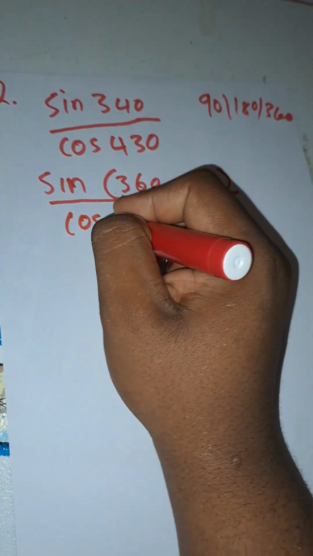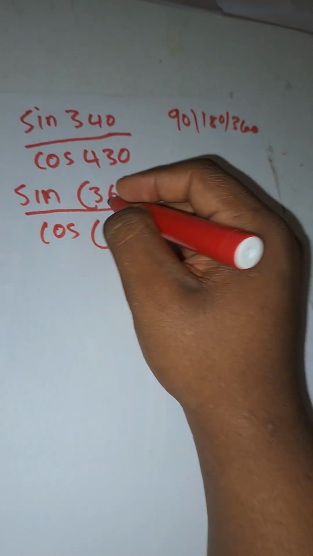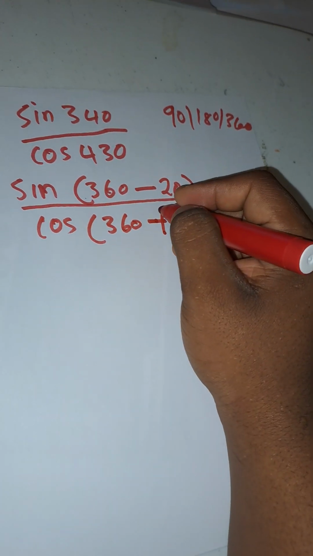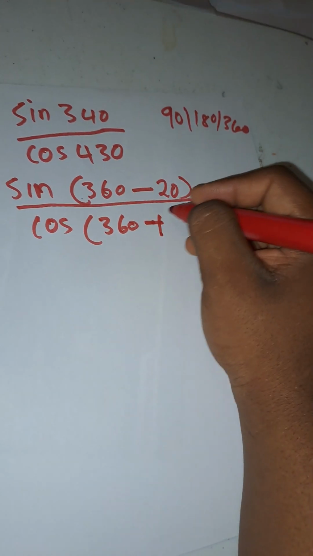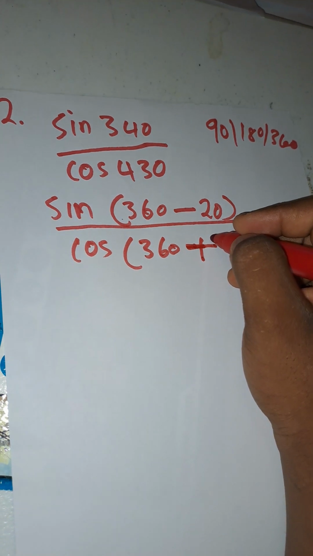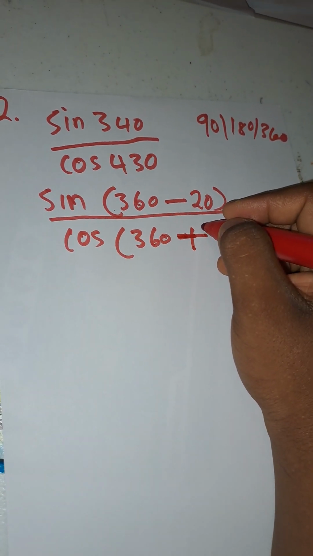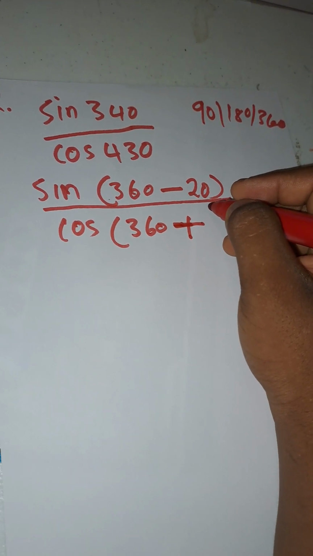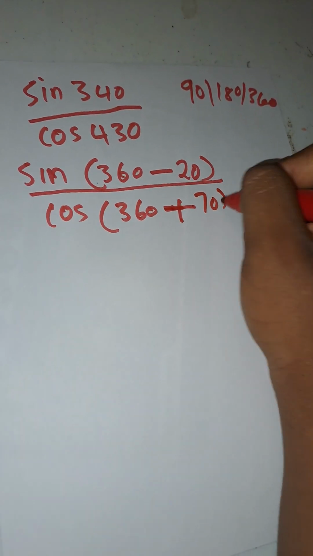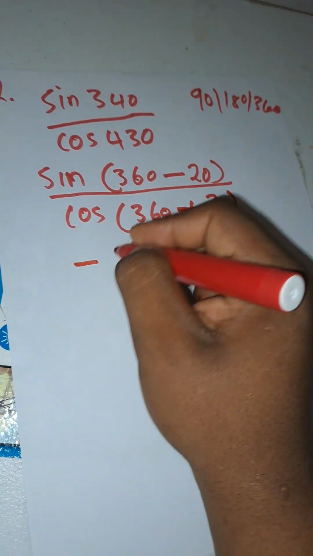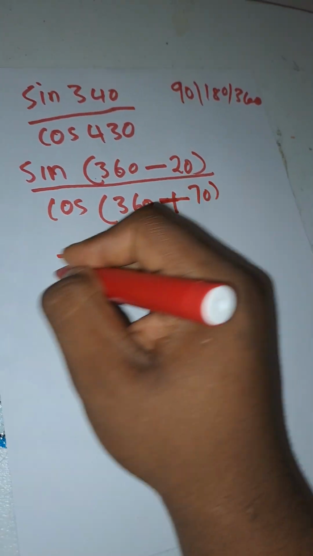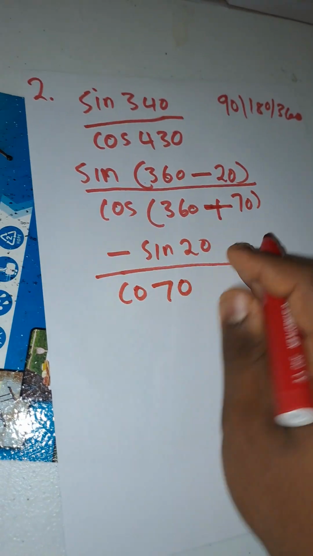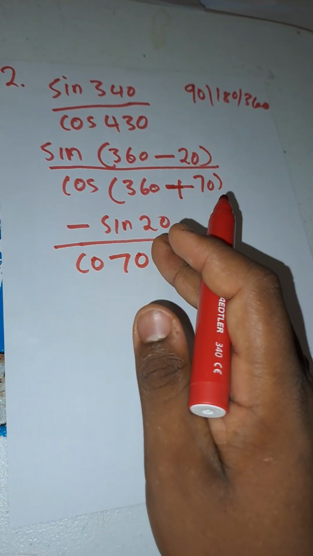Then I have cos 430, which is close to 360. So I'll say 360 plus what? 360 plus 70, yes, 70. Which is a negative sine 20 over cos 70. So I want to show something here, guys.